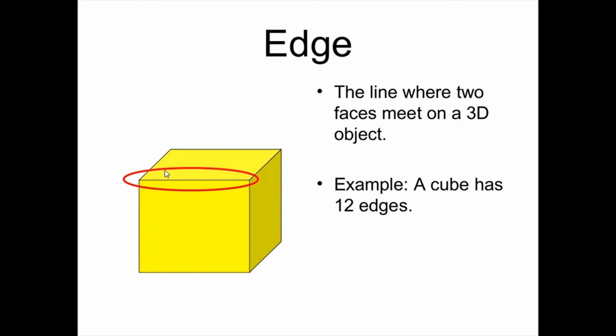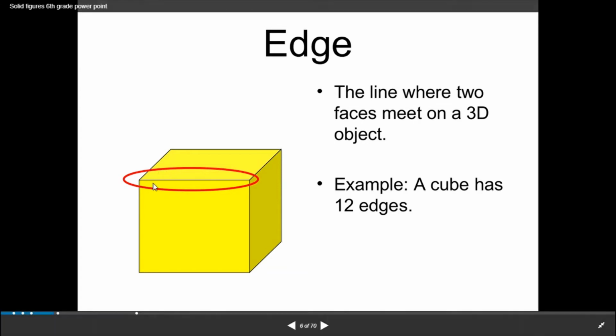We have also the edge. Edge is the line where two faces meet. For example, a cube has 12 edges. So 1, 2, 3, 4, 5, 6, 7, 8, 9, and so on. So a cube has 12 edges.